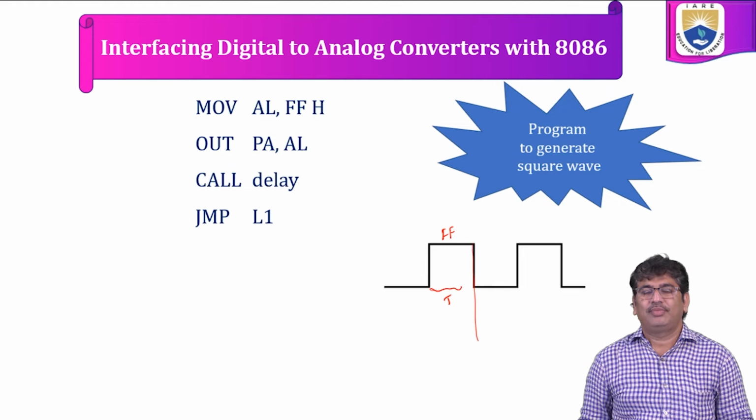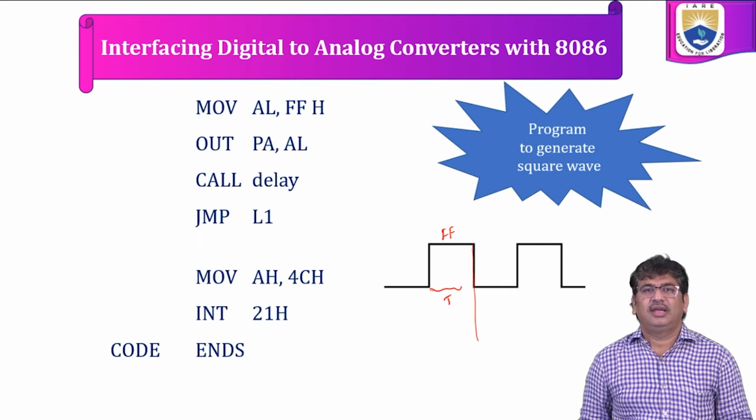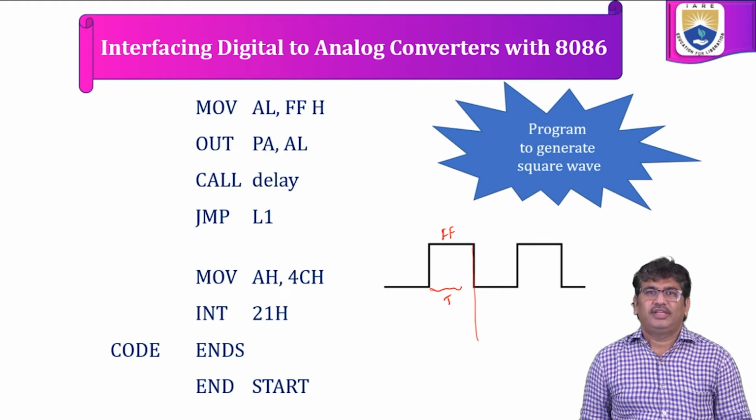If you want to limit it, you can place a counter for every waveform generation. You can decrement the count, then go for the JNZ instruction. Here I am taking a program for generation of a continuous square waveform. I'll terminate the program by writing INT 21H by calling the subroutine at 4CH. So MOV AH, 4CH, INT 21H. Code ends is to end the code segment. To end the program, END is the directive, with the label for the start of the program, that is start. So this is a program for generation of a square wave.